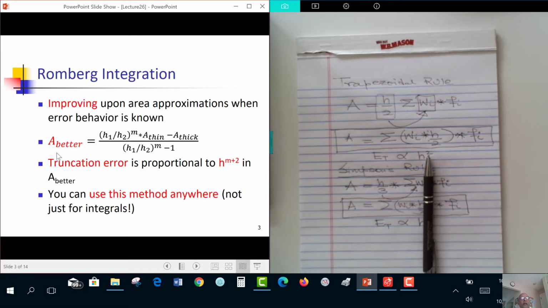Now, this A beta has a truncation error that is proportional to h to the power m plus 2. So every time we do this averaging, Richardson extrapolation, we improve our truncation error by a factor of 2 in the exponent. And we can use this idea of Romberg integration anywhere. It is just how we can improve an approximation; it doesn't need to be area, if we know the error behavior of our approximation. Later on, we are going to see how we can use this idea when we solve ordinary differential equations.